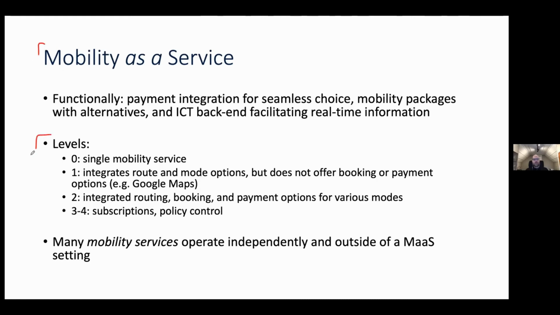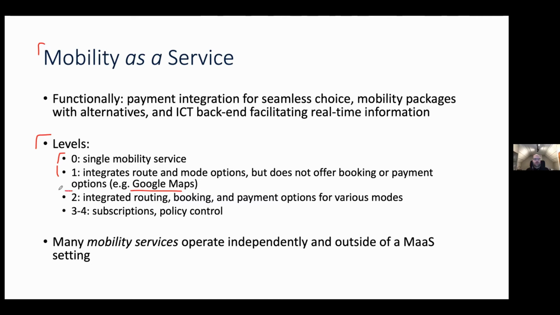And it's helpful to think about that in terms of different levels, where arguably we're at today about a 0 to 1 in some senses, a level 0 being a single mobility service offered by Uber or Lyft. They're their own thing. Some platforms integrate routing and modal options, but they don't really offer booking or payment options. A good example of that might be Google Maps today, where you can input your origin and destination, and it will plan the trip for you. But often enough, you're responsible for the mobility service side yourself.